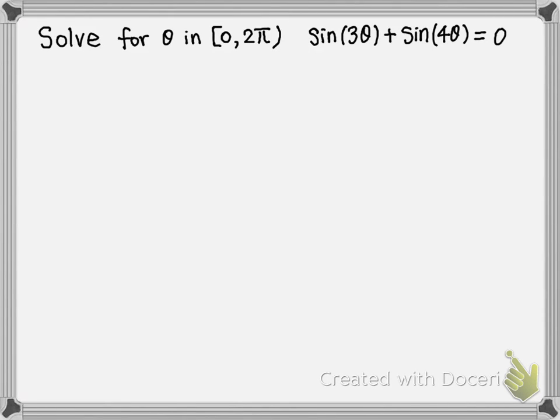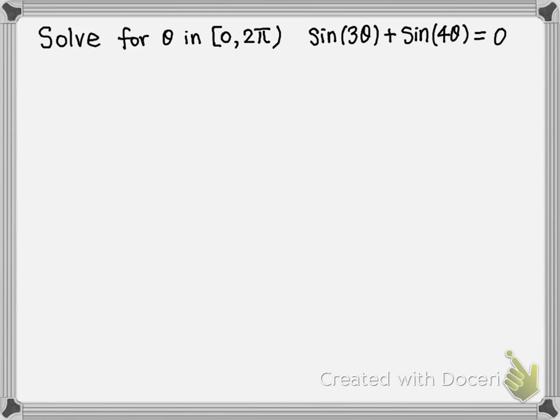Solve for theta in the interval 0 to 2 pi for the equation sine 3 theta plus sine 4 theta equals 0. In this equation, it might not be a good idea to use the sum of angle identity because you will introduce an angle theta plus 3 theta to replace 4 theta and then a cosine function. It's better to do an observation.